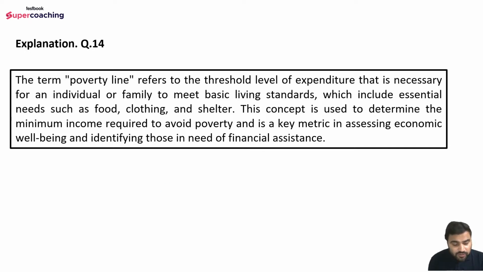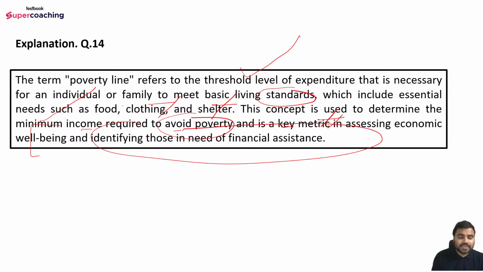So the term poverty line refers to the threshold level of expenditure that is necessary for an individual or family to meet basic living standards, which include essential needs such as food, clothing, and shelter. This concept is used to determine the minimum income required to avoid poverty and is a key metric in assessing economic well-being and identifying those in need of financial assistance.